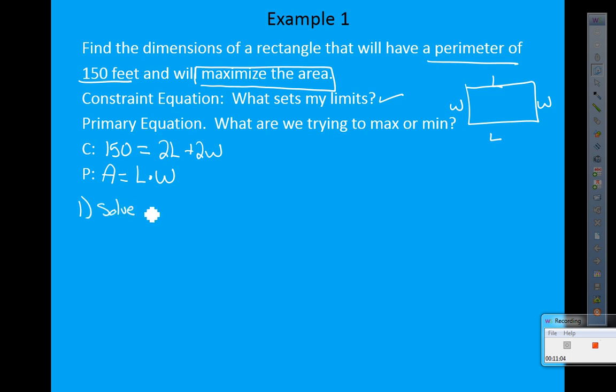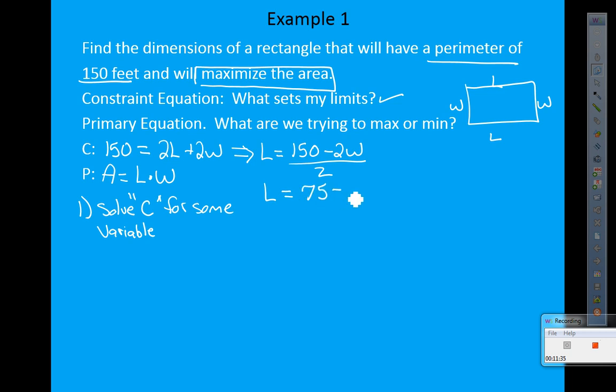Every time you solve your constraint equation for some variable, you get to pick it. So in this case, I'm going to come up here and solve this equation for L. L is 150 minus 2W divided by 2. So L is going to be 75 minus W. I just simplified.